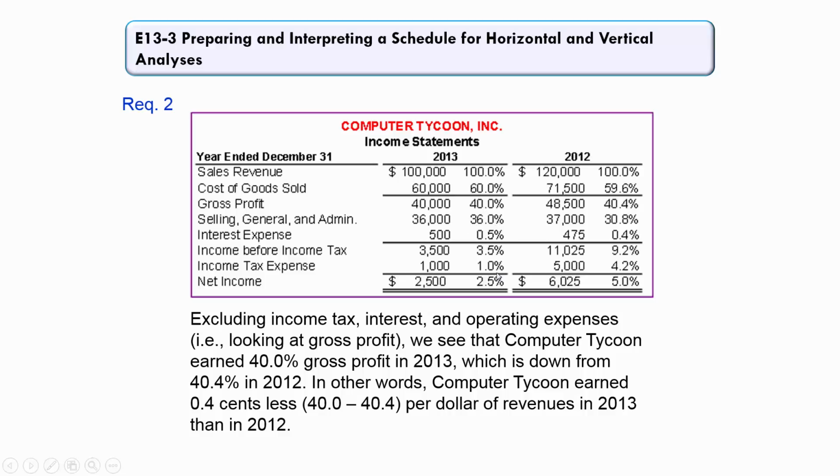Their income tax expense is also a little bit different here, and that causes us some concerns. The income before income tax numbers are different. The problem, again, seems to be coming from the selling, general, and administrative issues.